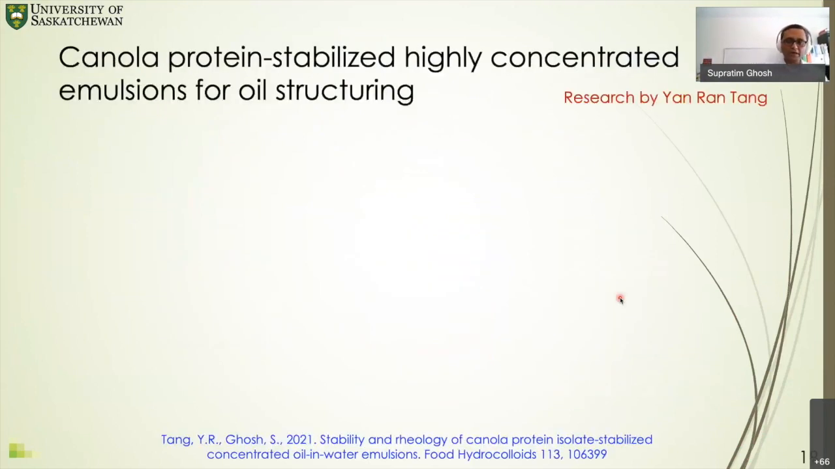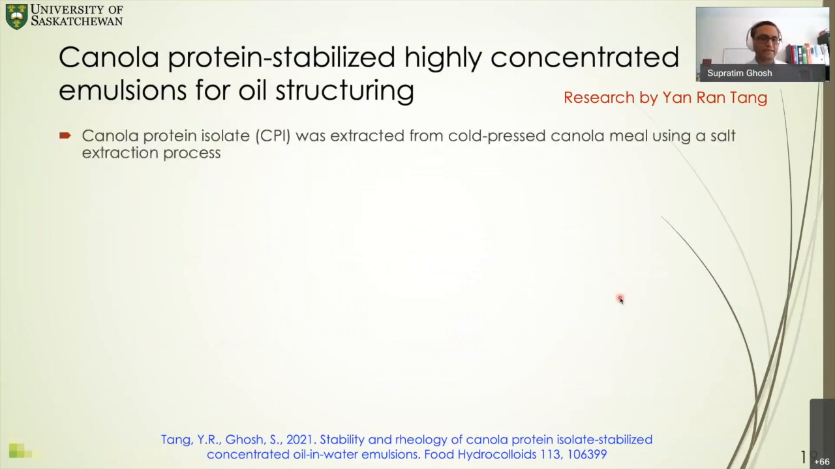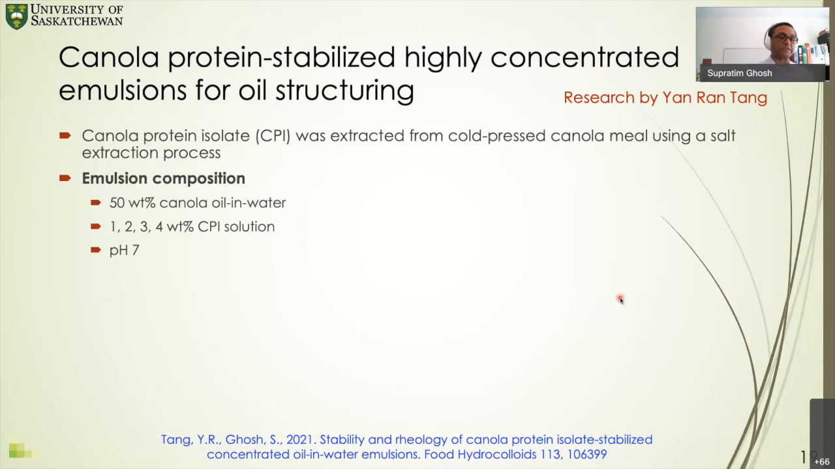Now, this canola protein research was done by Yan Ren Tang, who just defended her master's thesis on this work as of last Friday. So congratulations, Yan Ren, if you are listening. What Yan Ren did was extract canola protein isolate from cold pressed canola meal using a salt extraction process. We use cold pressed because the proteins were really good; they were not denatured by the heat processing of regular canola meal. And then the CPI was used to make concentrated emulsion.